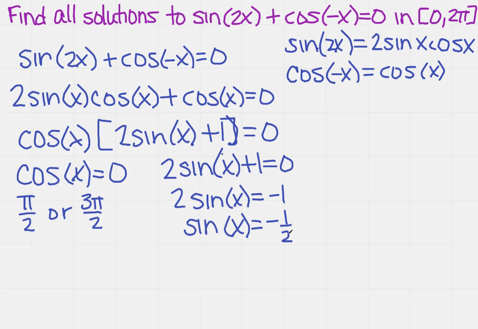So now, what are the values of sine that will give me negative 1/2? Well, remember, if you haven't memorized the unit circle, please do take advantage of that. And if I do that, I find that it's going to be 7 pi over 6, or it's going to be 11 pi over 6. So these are the 4 solutions that you should obtain.